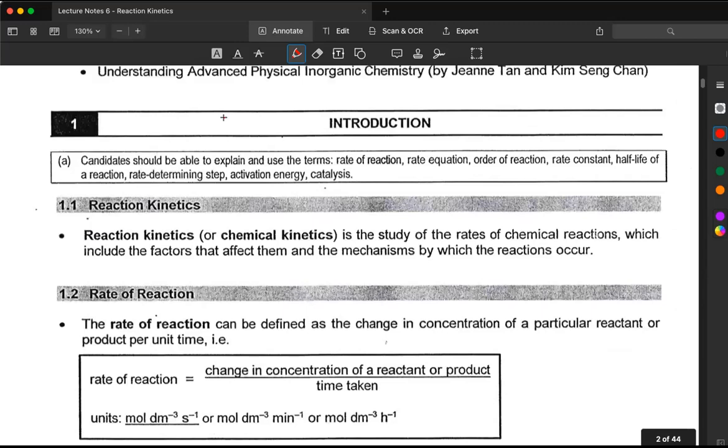Now, what is reaction kinetics? It is the study of the rate of chemical reactions, which include the factors that affect them and the mechanism by which the reactions occur. So we're going to look at the speed of reaction, the calculations involving it.